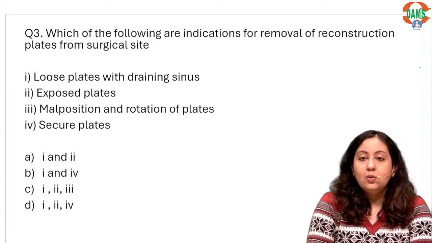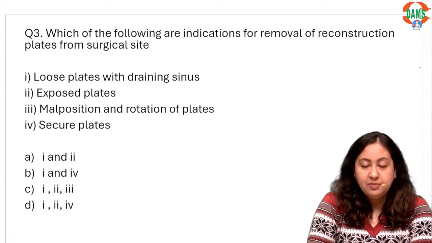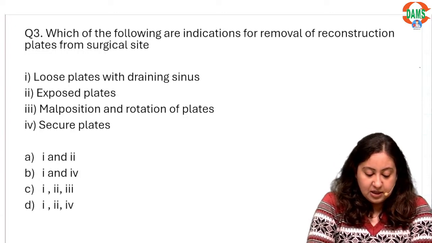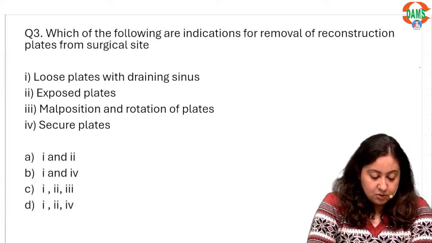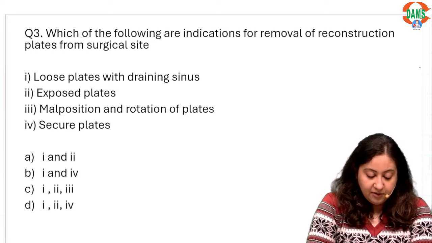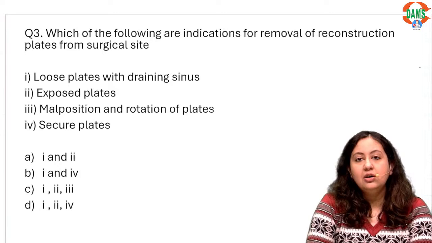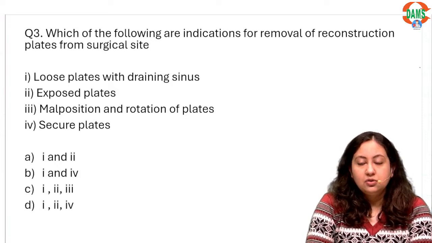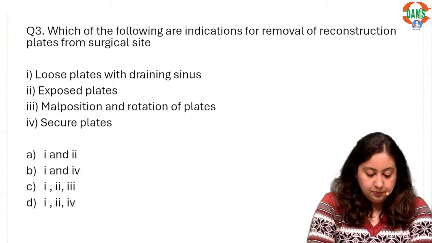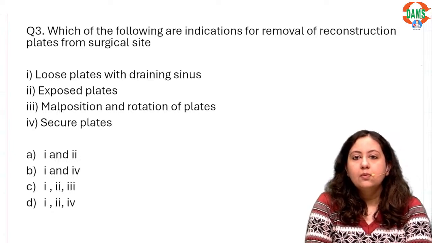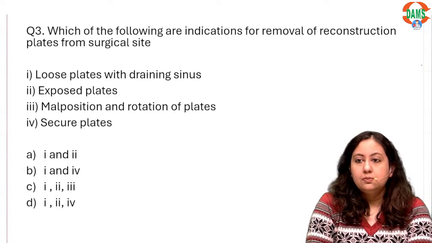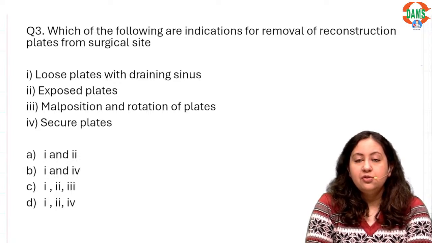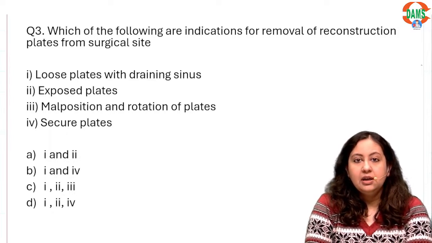Question 3: which of the following are indications for removal of reconstruction plates from the surgical site? 1, loose plates with draining sinus; 2, exposed plates; 3, malposition and rotation of plates; and 4, secure plates. Option A says 1 and 2, option B says 1 and 4, C says 1, 2 and 3, D says 1, 2 and 4. I need the answers from all of you. Take a few seconds to go through these options and then tell me the answer.